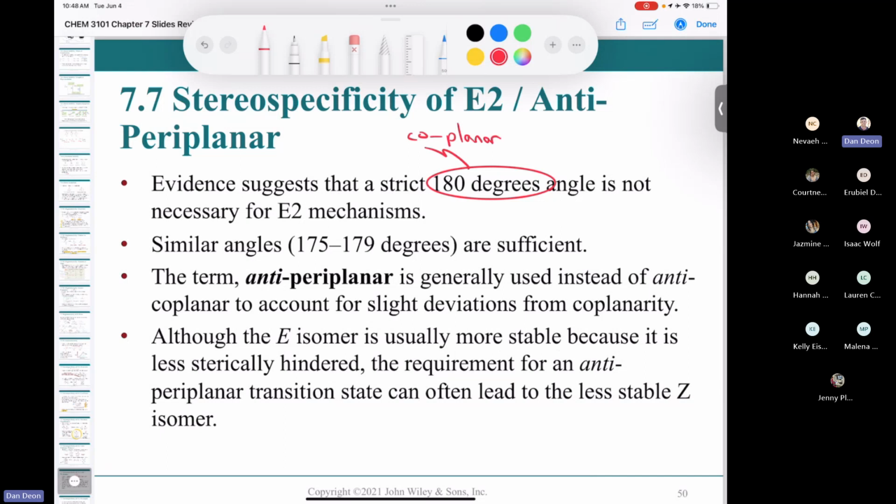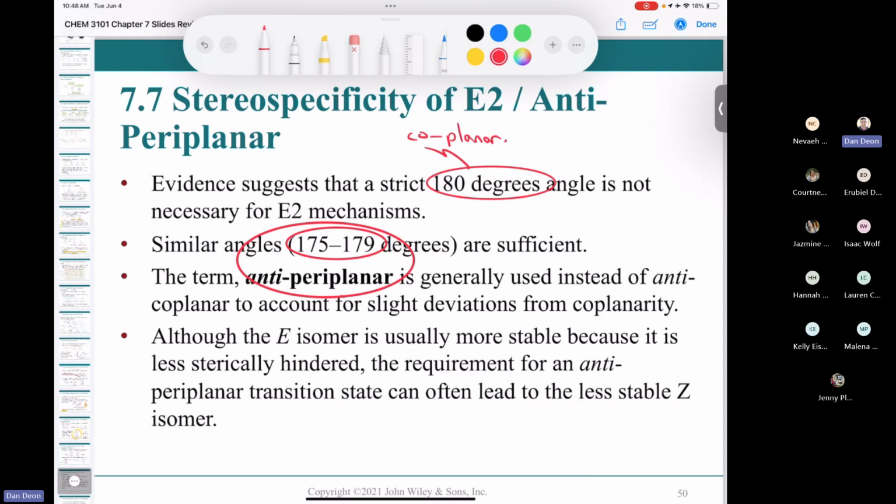But when scientists have measured the angles used in these E2 reaction mechanisms, it can be anywhere from 175 to 179 degrees. So that is not exactly coplanar. That we call anti-periplanar. So instead of saying coplanar, from now on I'm going to say the hydrogen that's being abstracted and the leaving group have to be anti-periplanar to each other, right? They can have a slight deviation from being coplanar.